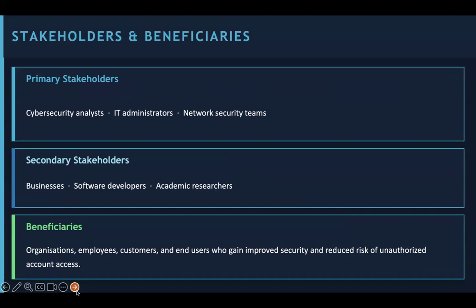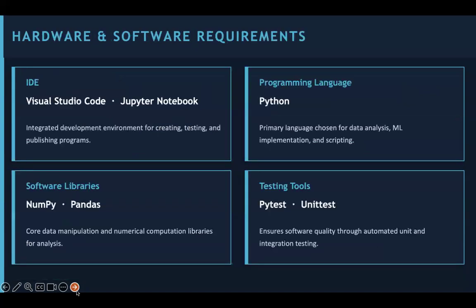Stakeholders and the benefits. Primary stakeholders, who are the primary ones? Let's say the cybersecurity analysts, IT administrators, and network security teams. Second stakeholders: businesses, software developers, and academic researchers. Who are the beneficiaries? Organizations, employees, customers, and everyone who can improve security and reduce the risk of unauthorized account access.